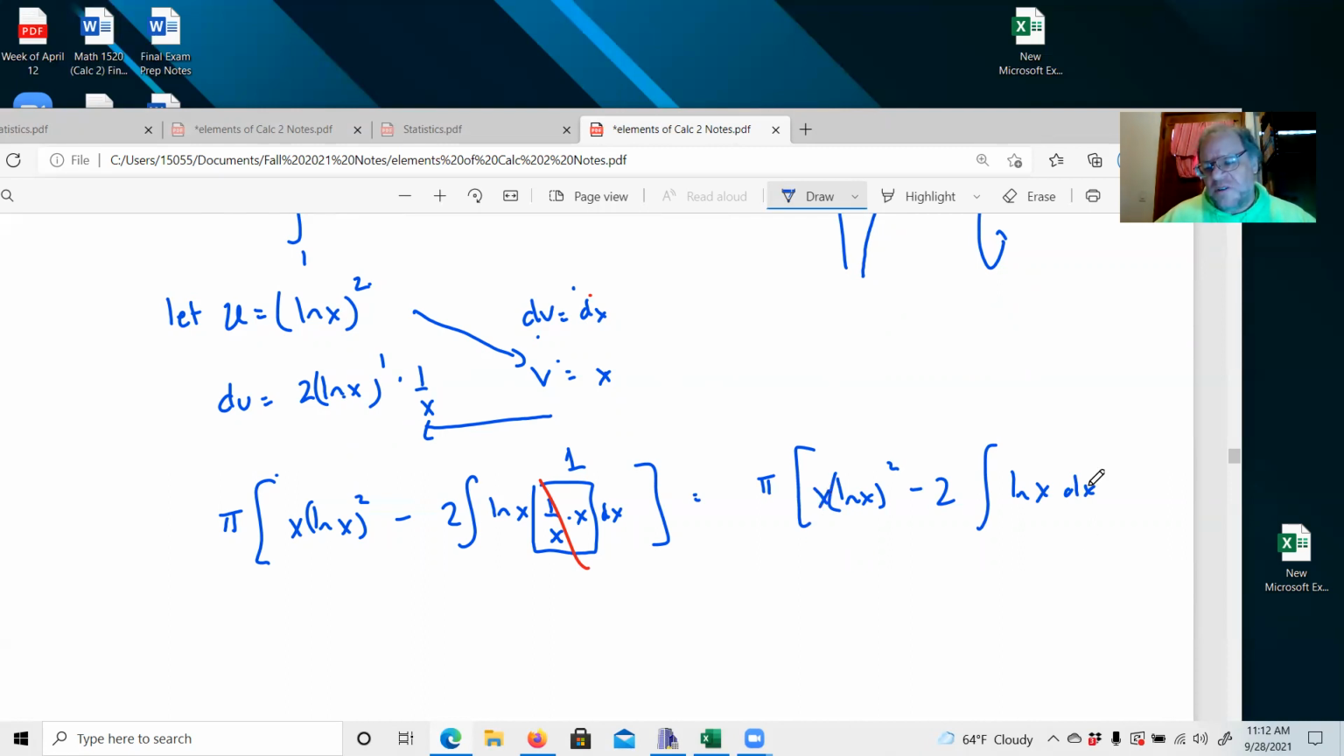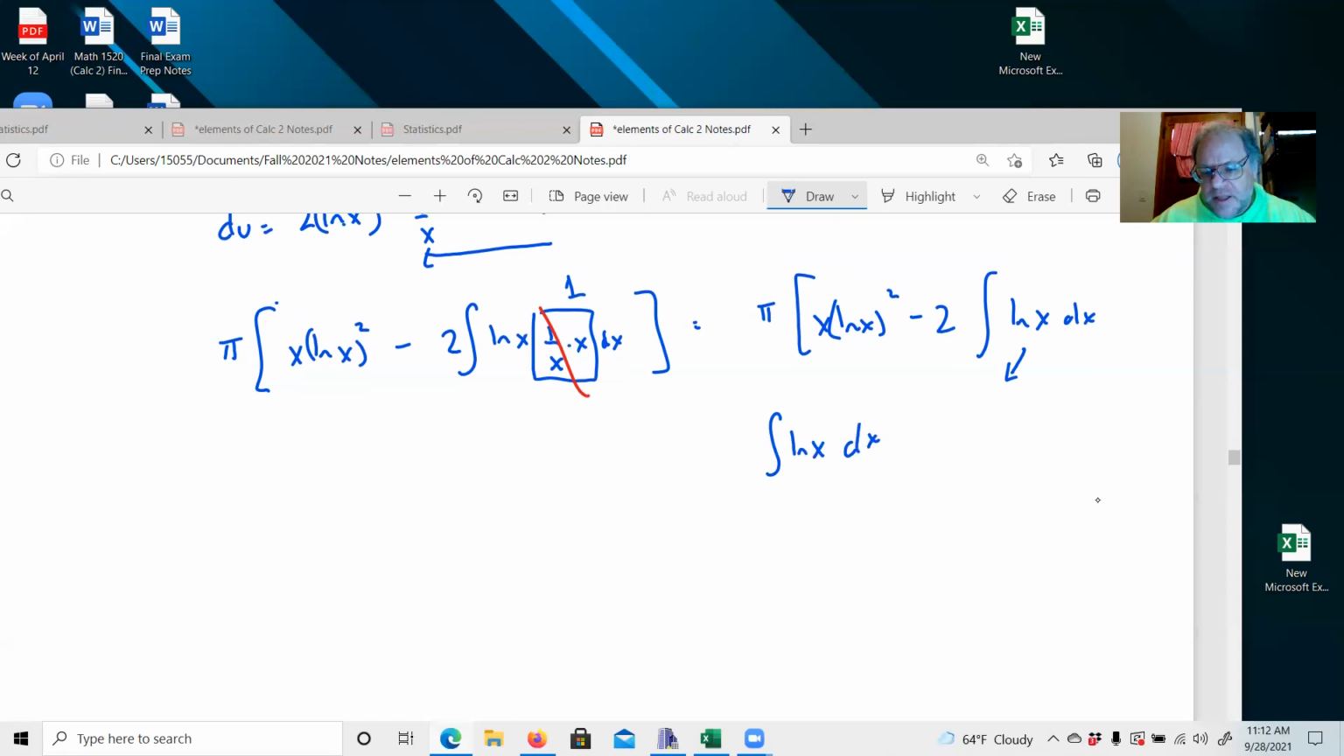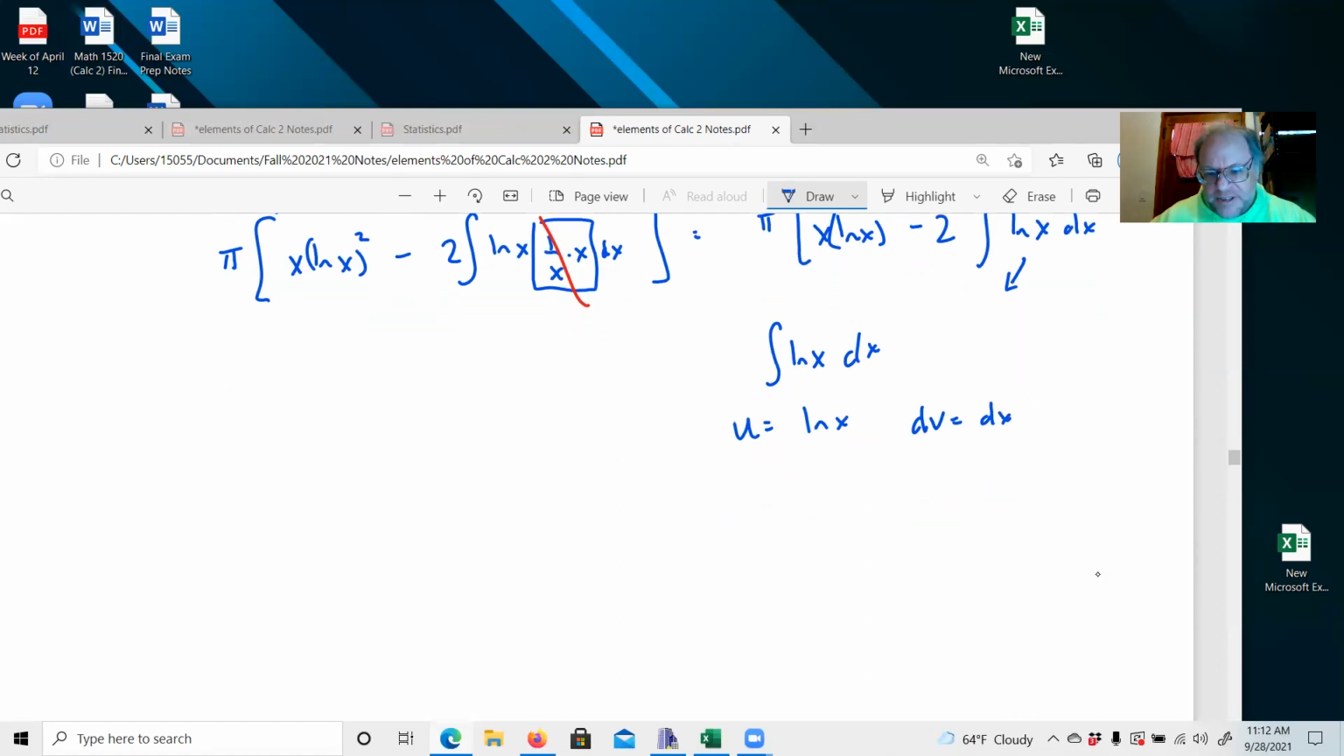Don't assume that just because we're doing it twice, a few times here, means you're always going to be doing it twice on the exam. Okay, that would be a really long exam. I just want to show you this is the worst case scenario. Okay, natural log x dx. So u is equal to ln x, dv is equal to dx, and we need to practice. du is equal to 1 over x, v is equal to x.